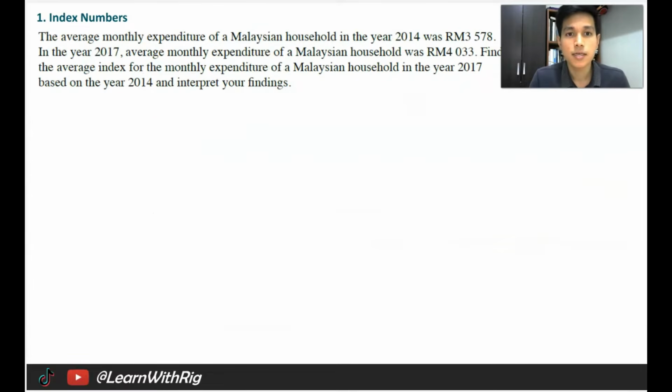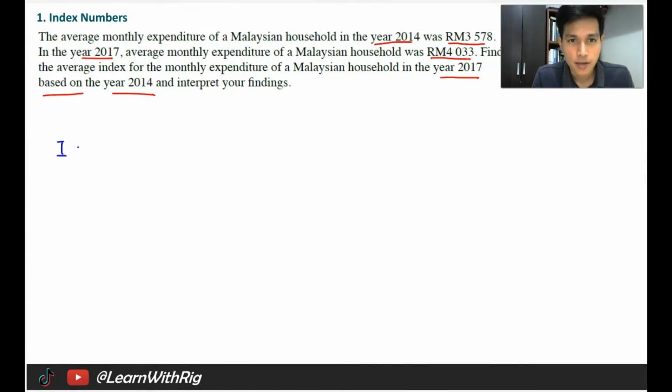The average monthly expenditure of a Malaysian household in 2014, so they gave you another quantity, right? This is in terms of price. So in 2014 is this much. Okay, and then in 2017 the expenses is what? Monthly expenditure is 4,000. Find the average index for monthly expenditure in year 2017 based on 2014. So now same thing, is just index, right? They just want to compare the two quantity here, so it's just index number.